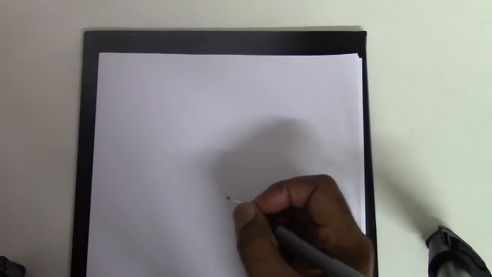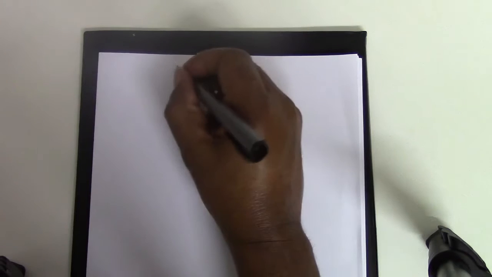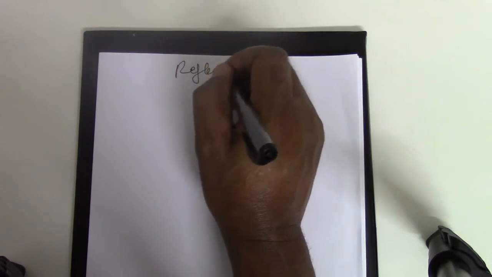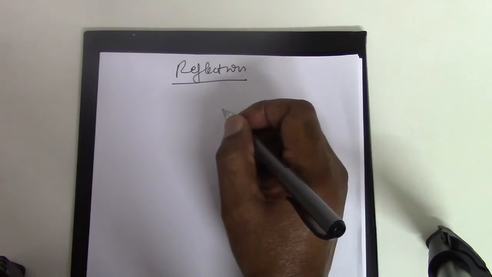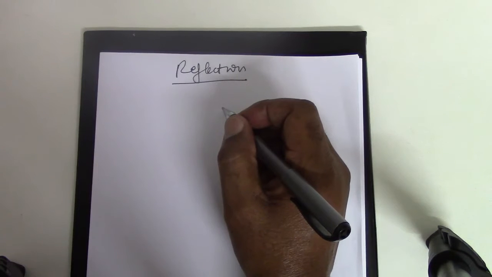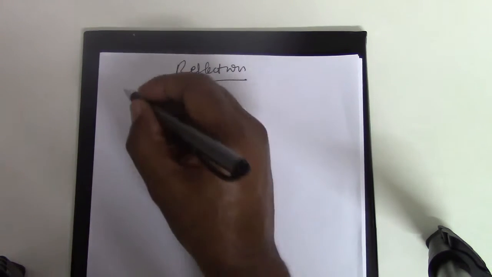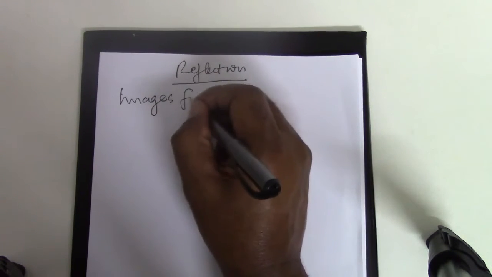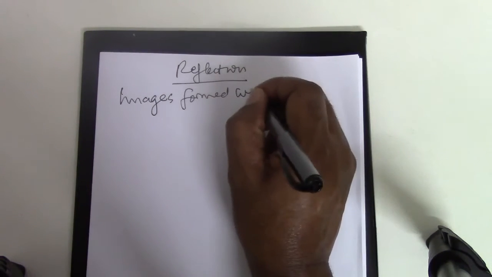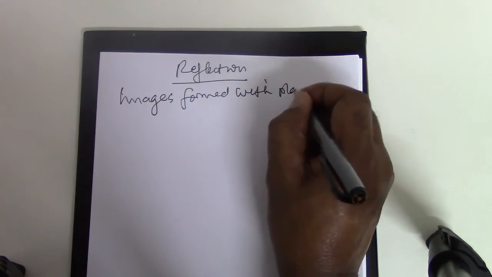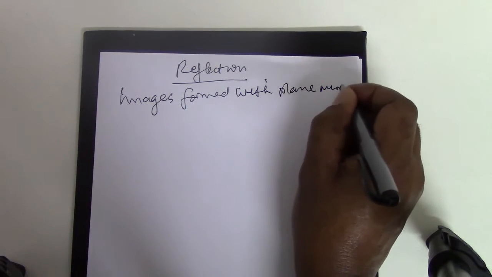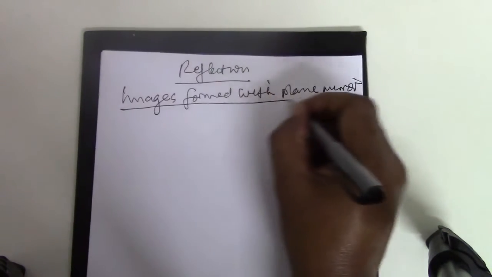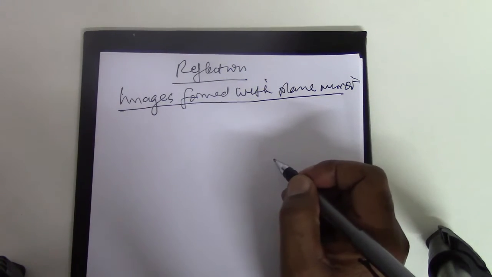Right, in this section of our second video, still under reflection, we are going to look at images formed with a plane mirror.